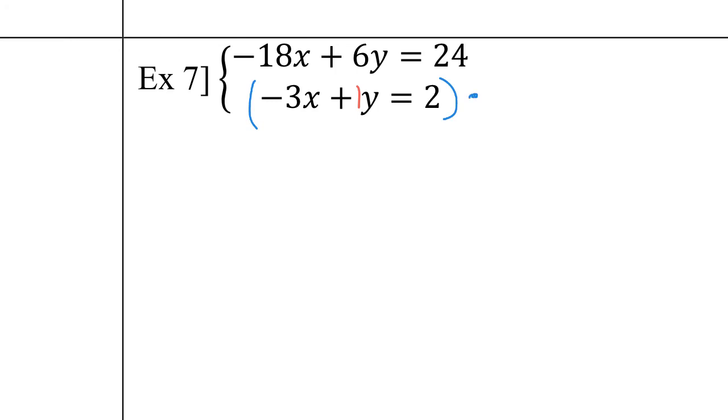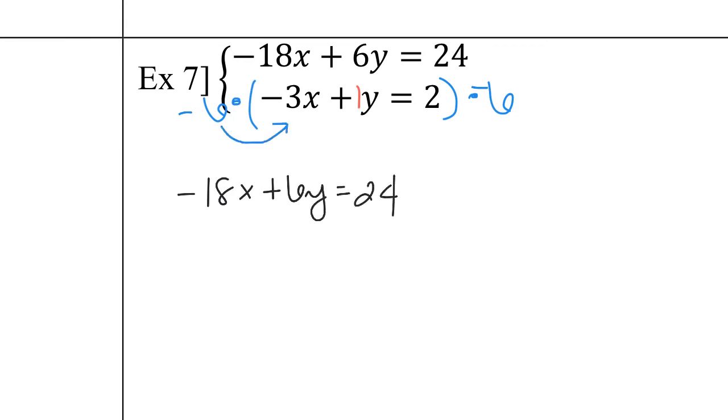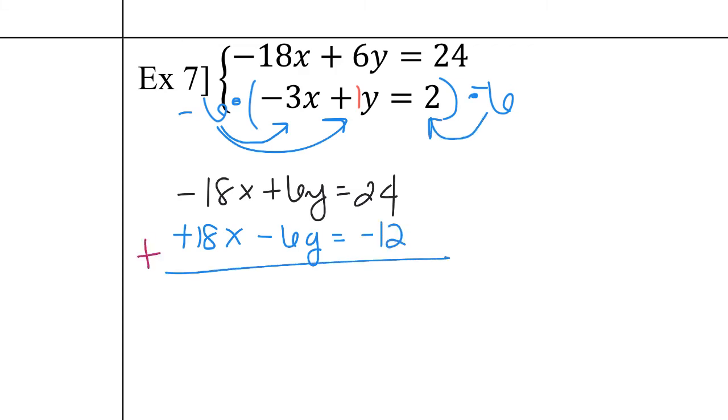I need to make a 1 into a 6. So I'm going to have to multiply both sides by 6. But I see that these are both positives, so I need to multiply it by a -6 to make them opposite signs. So the top equation is not going to change. But the bottom equation, -6 times -3x makes a positive 18x, -6 times 1y makes -6y, and then 2 times -6 makes -12. This is ready to add together.